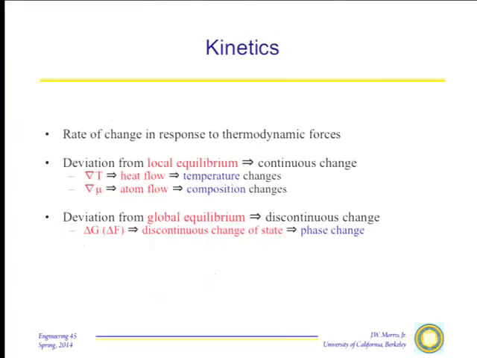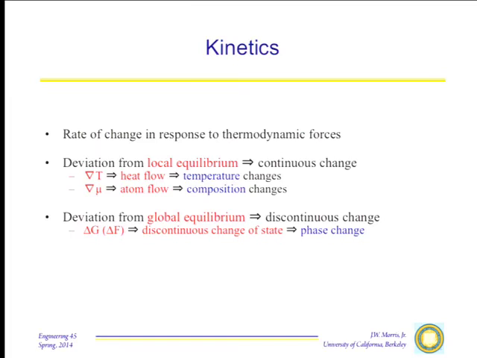The continuous changes are driven by deviations from local equilibrium. Remember, our conditions of local equilibrium: the temperature's got to be constant, pressure's got to be constant, chemical potential's got to be constant. The two we'll talk about here, because we're not on mechanical properties yet, have to do with heat flow in response to temperature gradients. If the temperature is not constant, heat will flow from hot areas to cold areas to bring it back into equilibrium. Or the diffusion of mass, atoms, in response to chemical potential gradients.